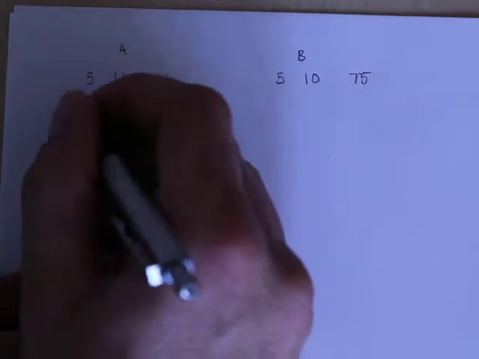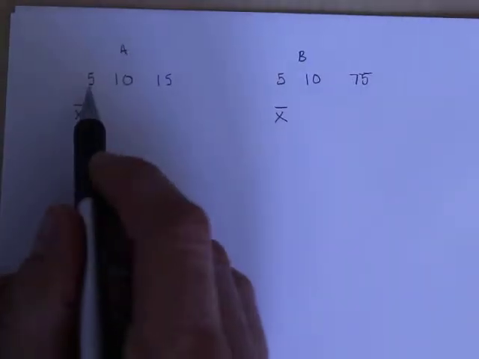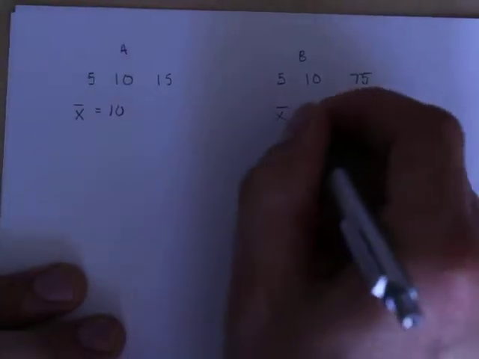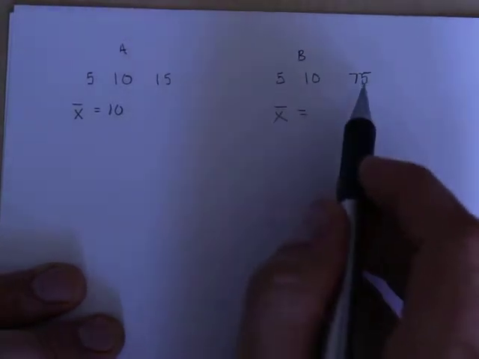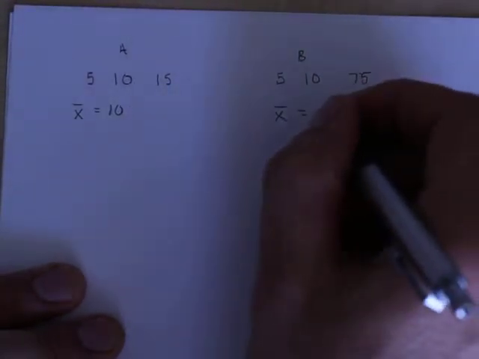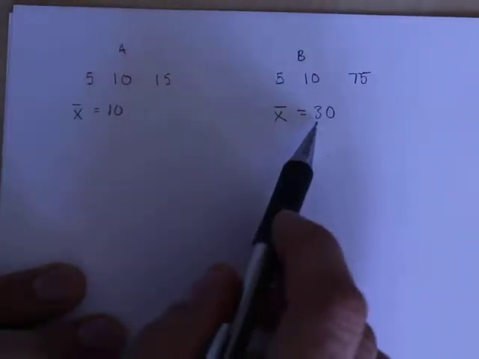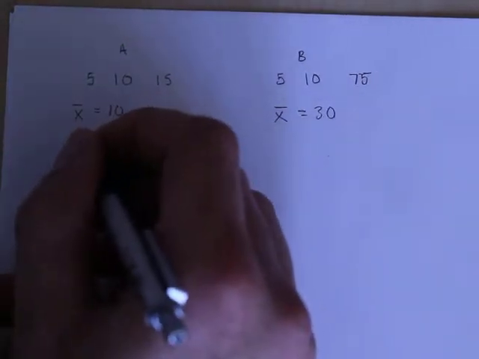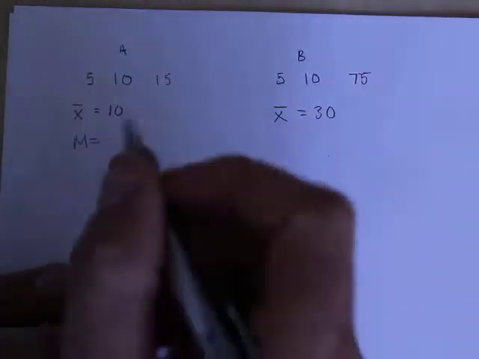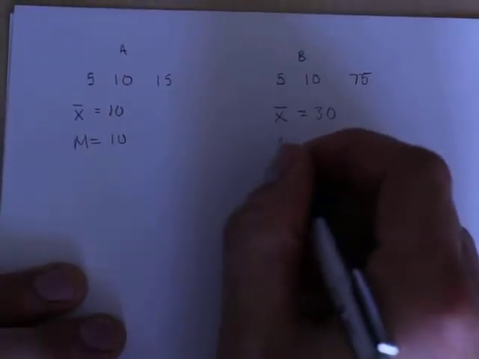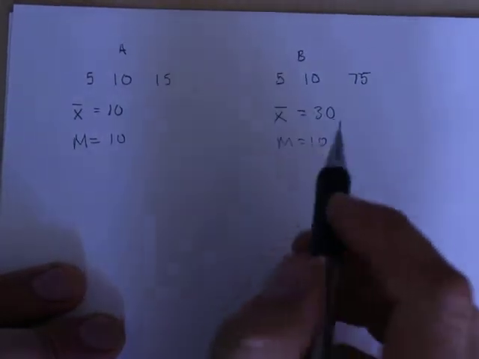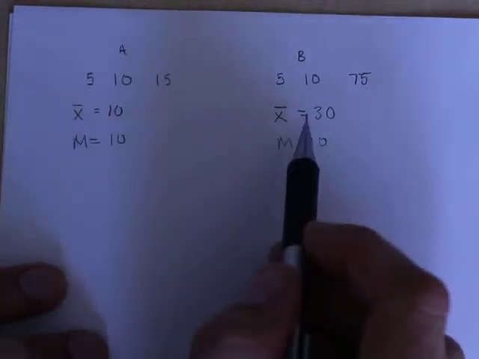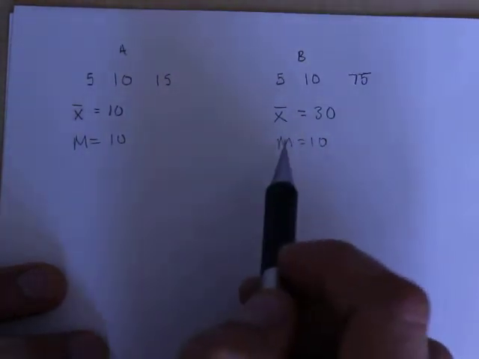If I were to take a look at the means of these two sets, the mean of the first one would be 5 plus 10 plus 15 is 30, divided by 3 is 10. And the mean for the second would be 5 plus 75 is 80, plus 10 is 90, divided by 3 is 30. Notice how much larger that 30 is. And if I were to look at the median, it would be the middle, so it's just 10, and the median is still 10. And so we notice that in the second set, the outlier has really increased the size of the mean. And in the other one, the outlier had absolutely no effect.